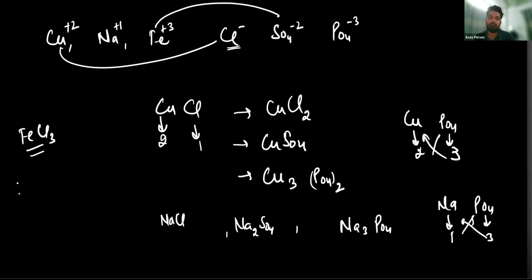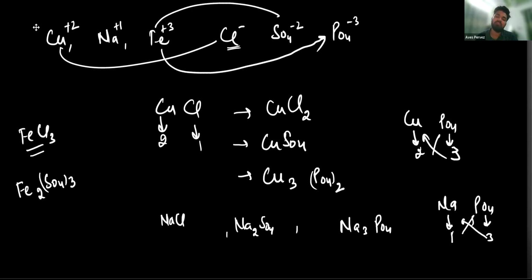Iron sulfate, Fe2(SO4)3. Very good. Anybody in the class, what should be the formula of iron phosphate? Fe3(PO4)3? No, when the valencies are the same, we cancel out each other. So, FePO4. Yes, they will cancel out, FePO4 only. Very good.